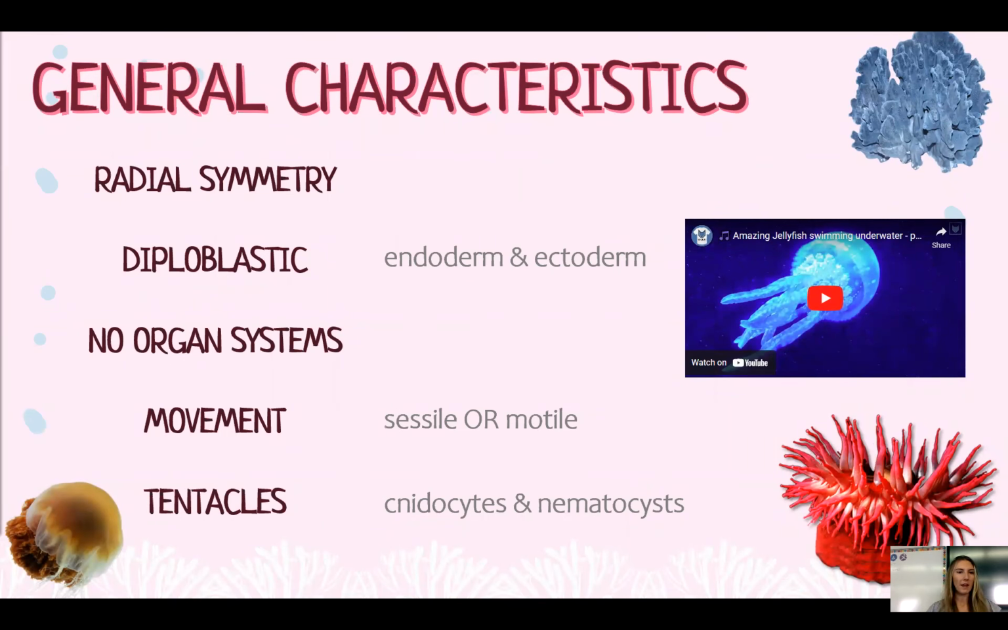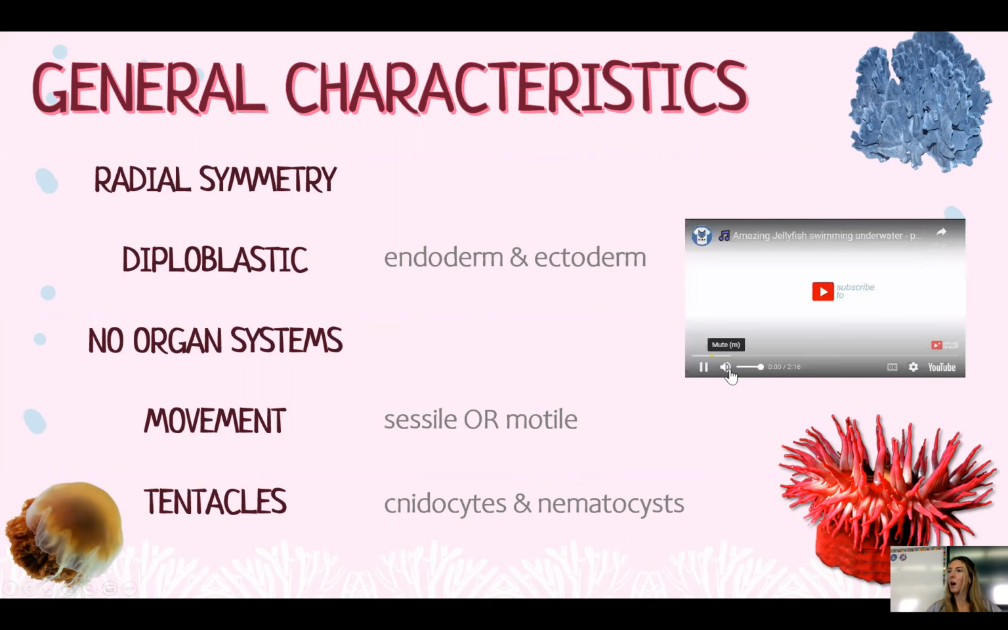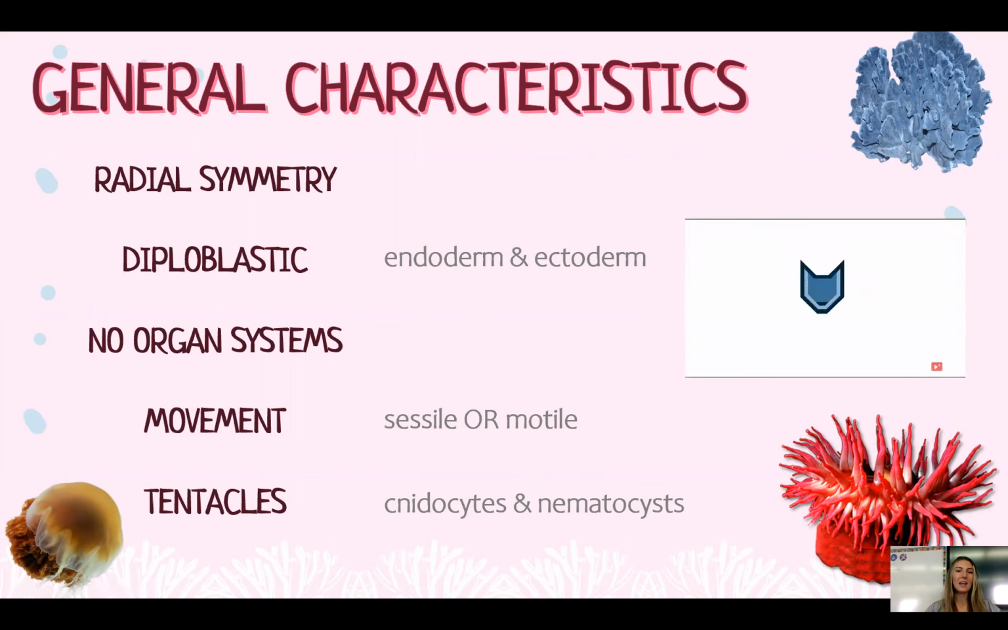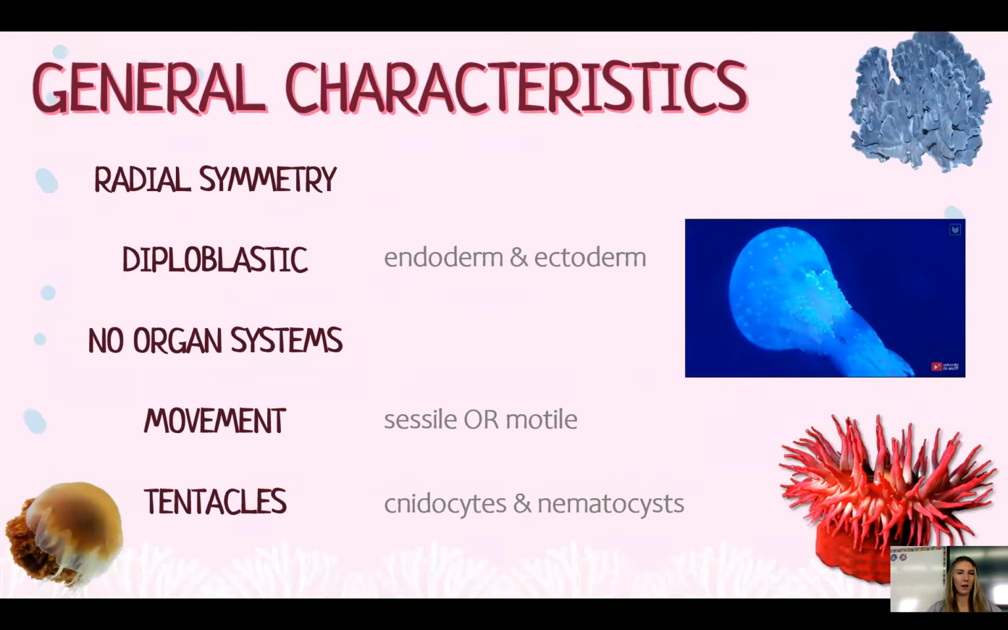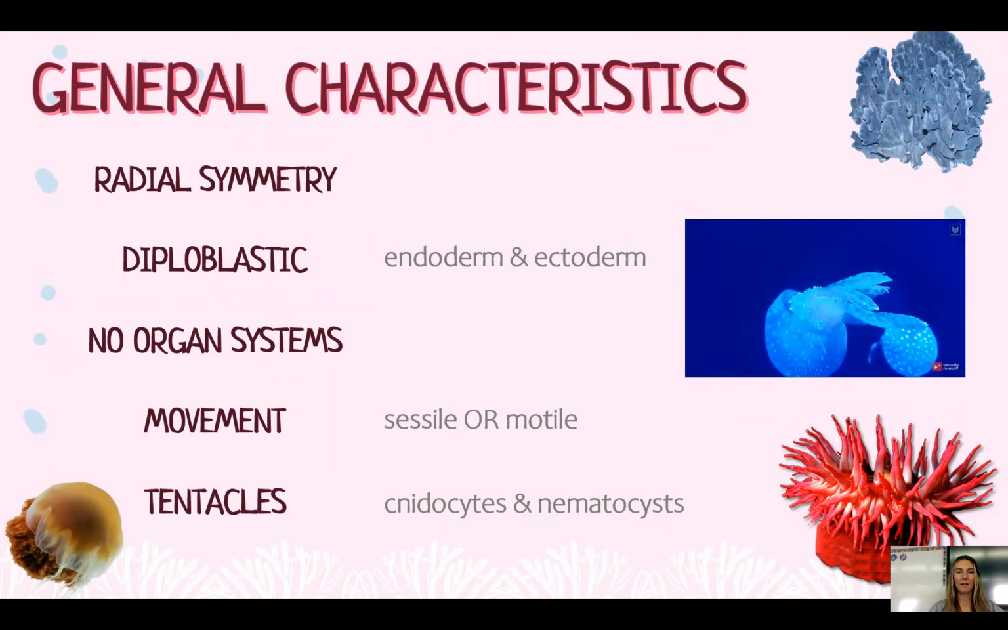Cnidarians have radial symmetry, which means they're able to interact with the environment equally in all directions. On top of that, they don't have a dorsal and a ventral side. Instead, they have an oral and an aboral side because they're not cephalized. They don't have a head. They are diploblastic. We have no organ systems in Phylum Cnidaria, so they're still pretty simple. They can move and they have tentacles.